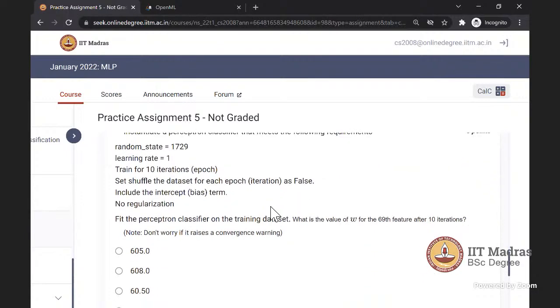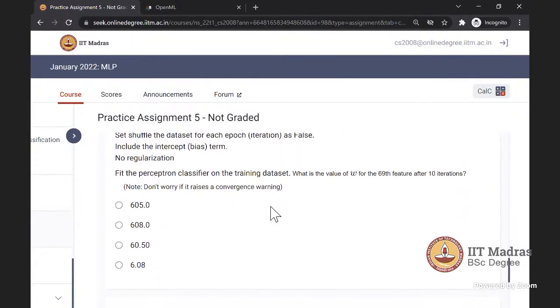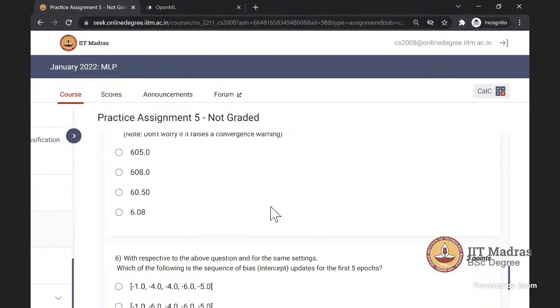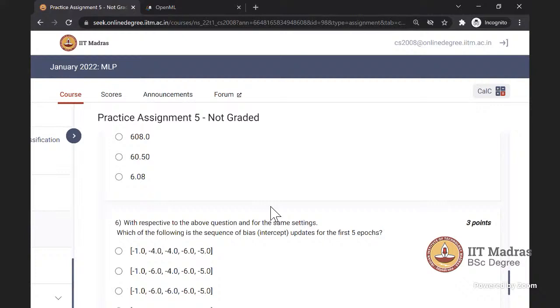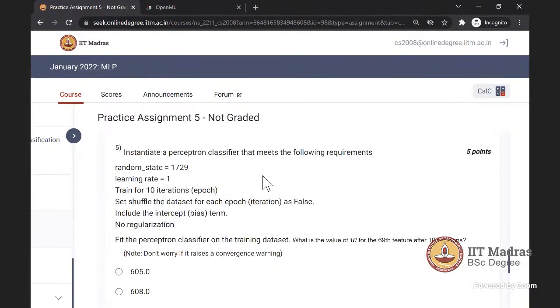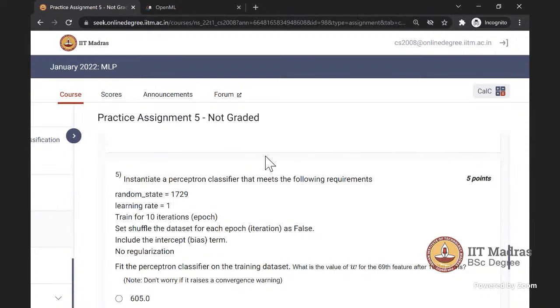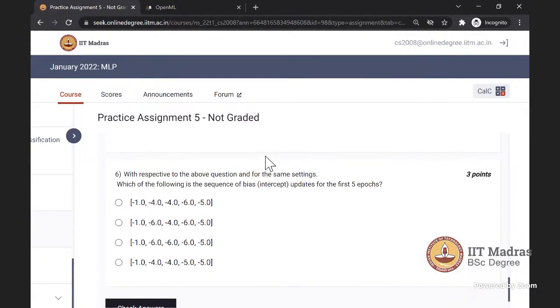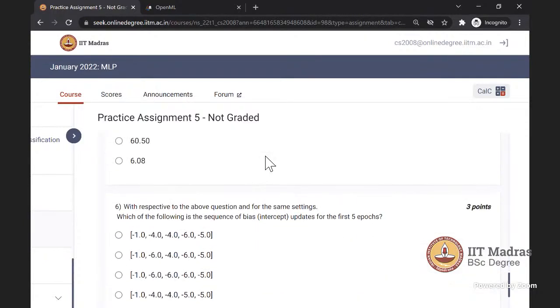Any further questions from the practice assignment? I think that's it. I haven't yet solved all of these. I feel a lot of people haven't yet solved it. Yes. Okay, sure. So for all of these practice questions, you will have to write a few lines of code to get the answers.